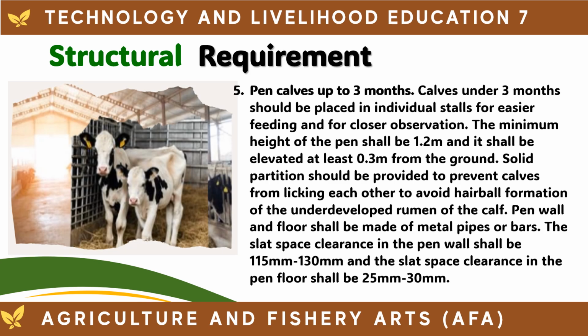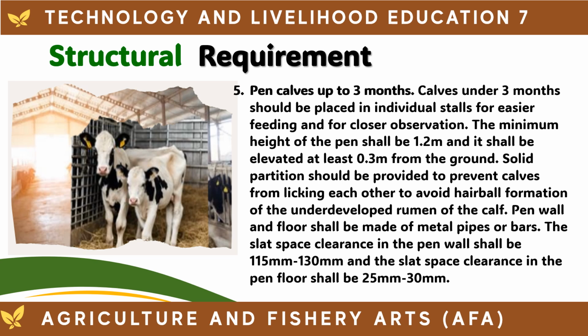Pen calves up to 3 months. Calves under 3 months should be placed in individual stalls for easier feeding and for closer observation. The minimum height of the pen shall be 1.2 m and it shall be elevated at least 0.3 m from the ground. Solid partition should be provided to prevent calves from licking each other to avoid hairball formation of the underdeveloped rumen of the calf.